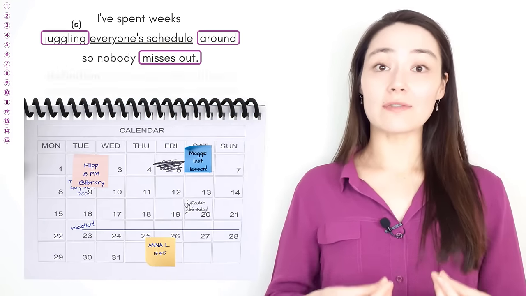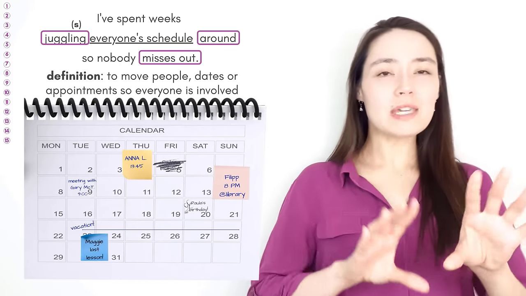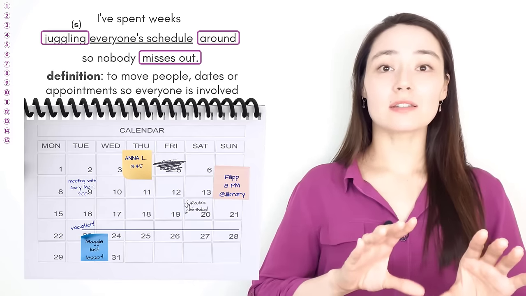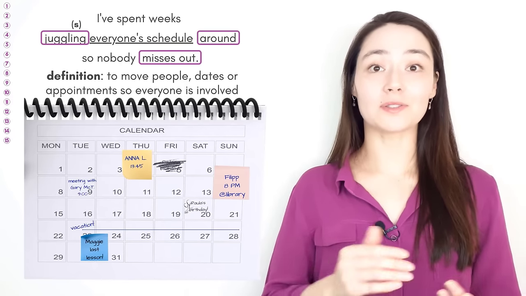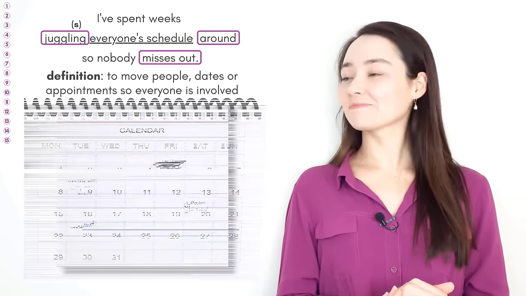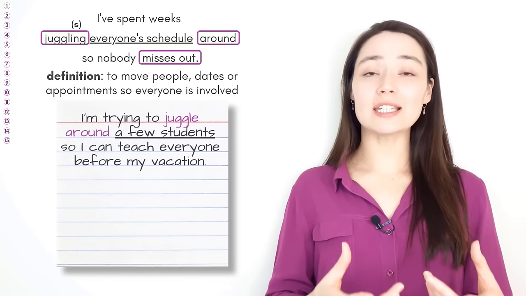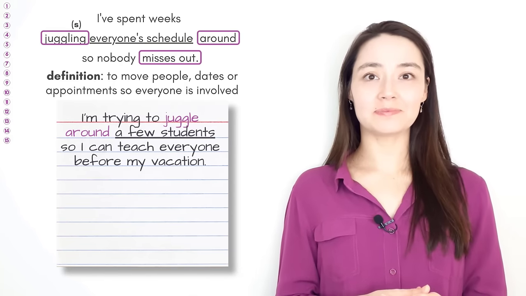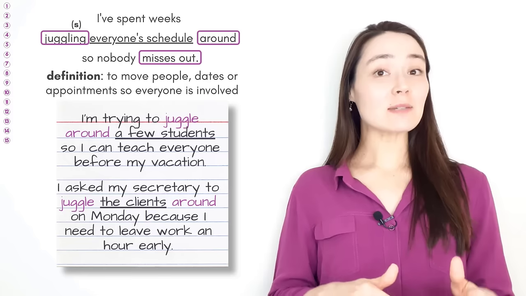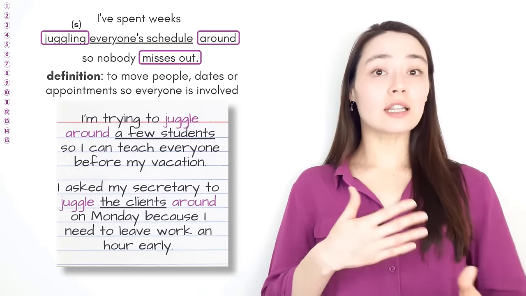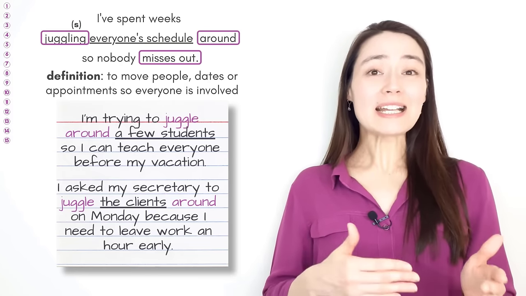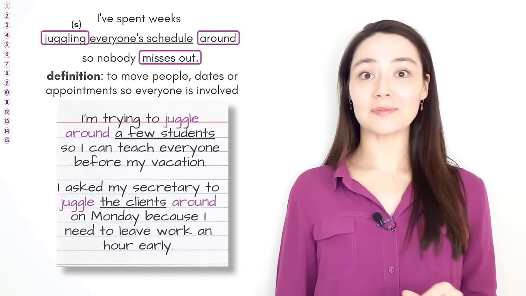Juggle around. Definition: to move people, dates, appointments, so everyone is involved. I'm trying to juggle around a few students so I can teach everyone before my vacation. I asked my secretary to juggle the clients around on Monday because I need to leave work an hour early.